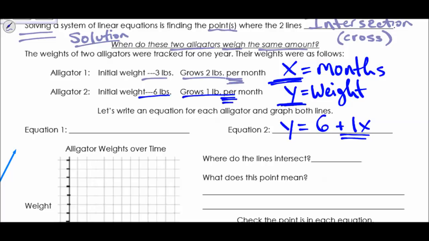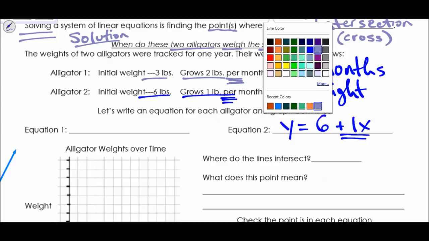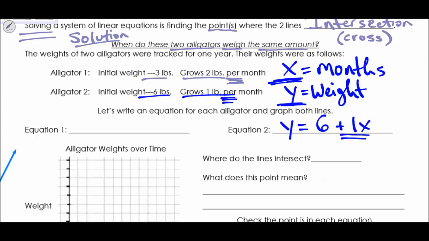And I start out with 6, so 6 plus whatever I'm gaining each month. For the first alligator, it's similar. I'm going to rewrite this in the opposite order just to show you it doesn't actually matter what order. It's growing 2 pounds per month, so 2 pounds per month, plus the initial weight of 3. Those are both in slope-intercept form. They're the same thing. But it doesn't really matter which order we write that in, because addition is commutative.